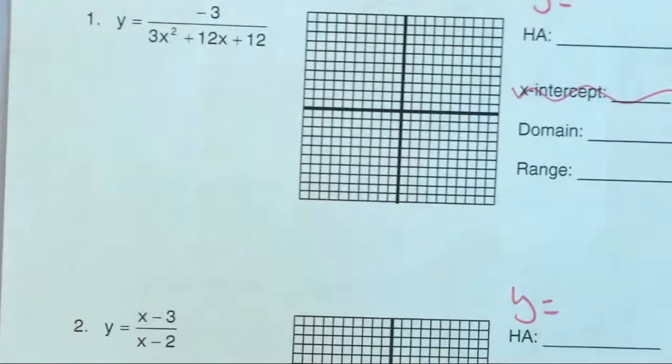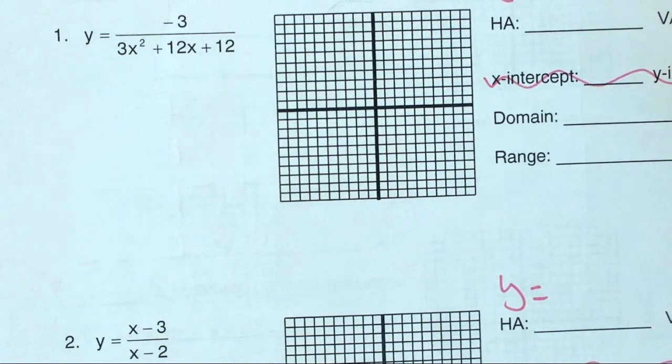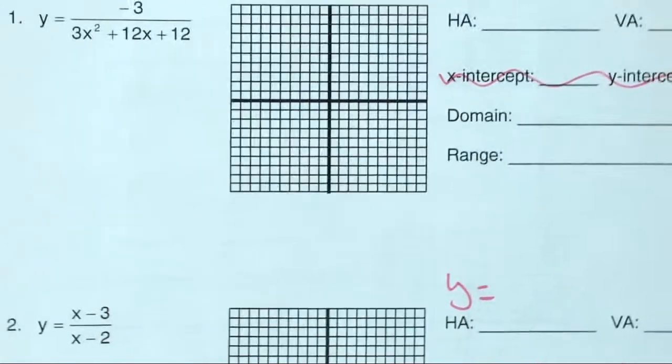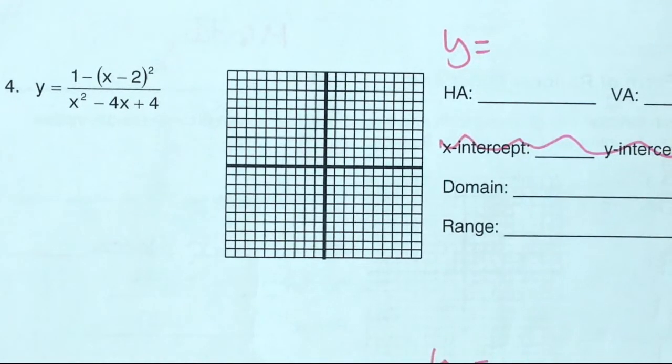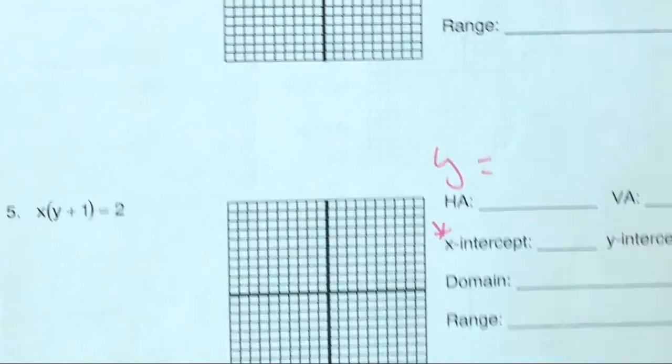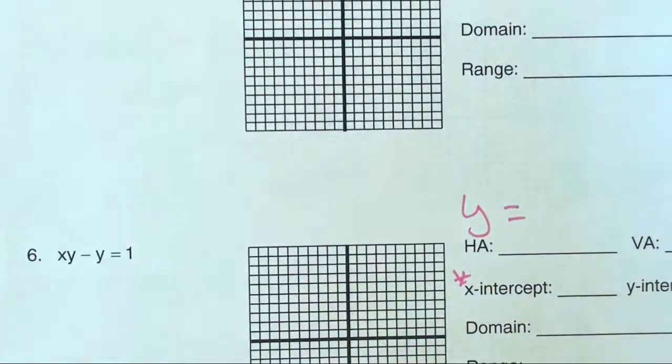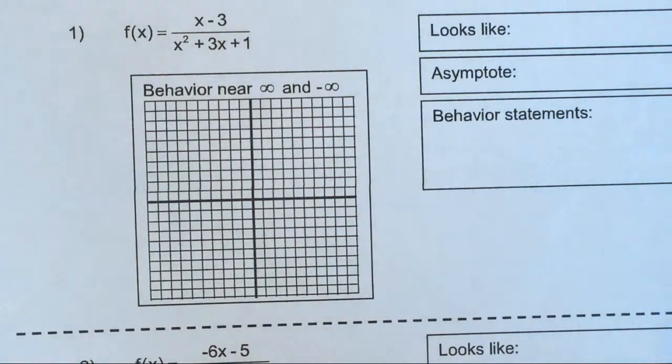So let's recap. You're not going to do x and y intercepts on number 1 and 2. You will do it on 3. You're not going to do the x and y intercepts on number 4, but you will do it on number 5 and on number 6. So 3 times you're going to do it, and 3 times you're not going to.